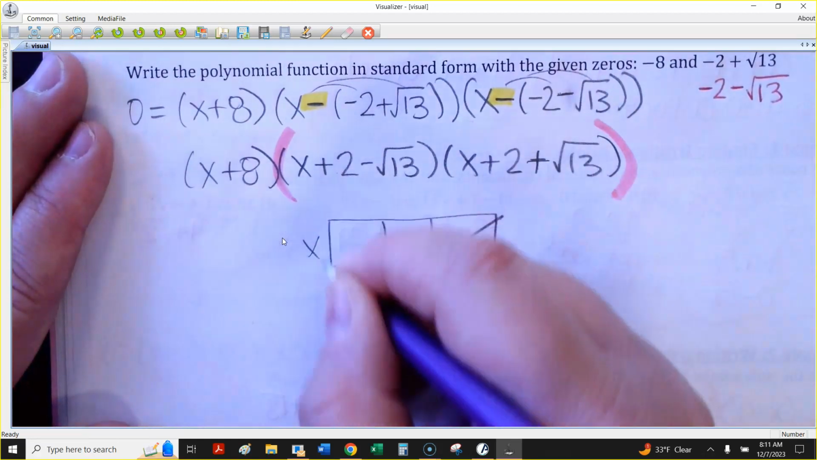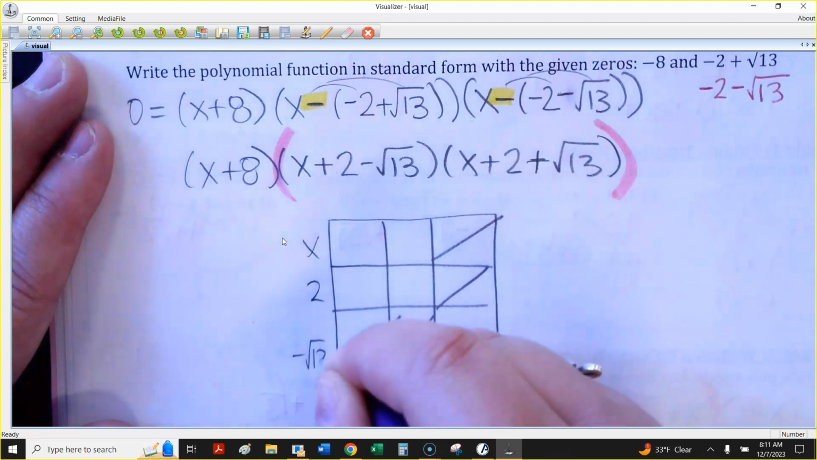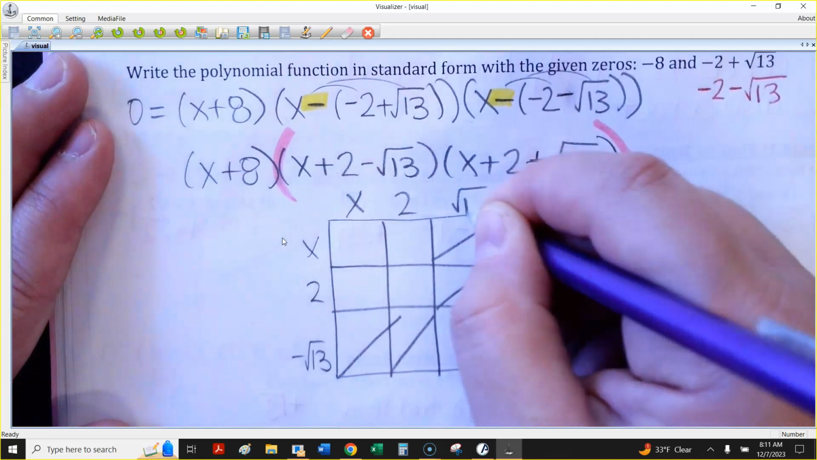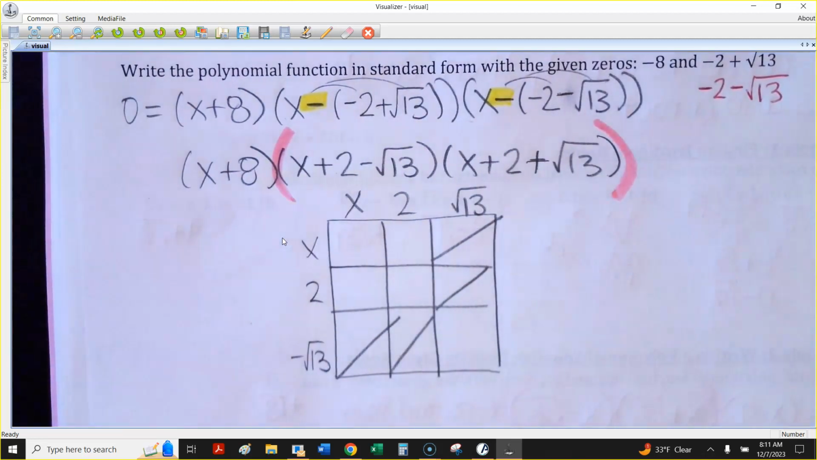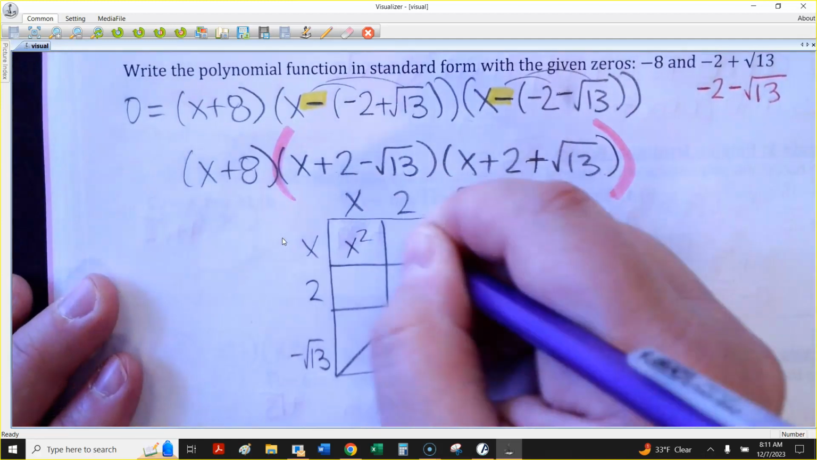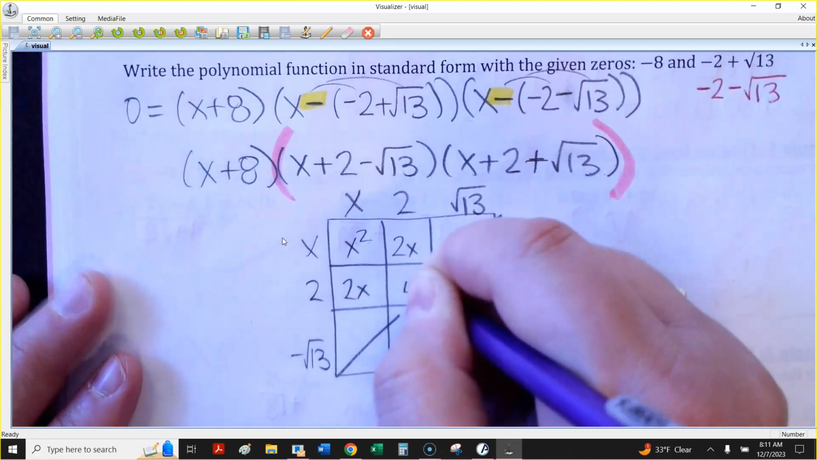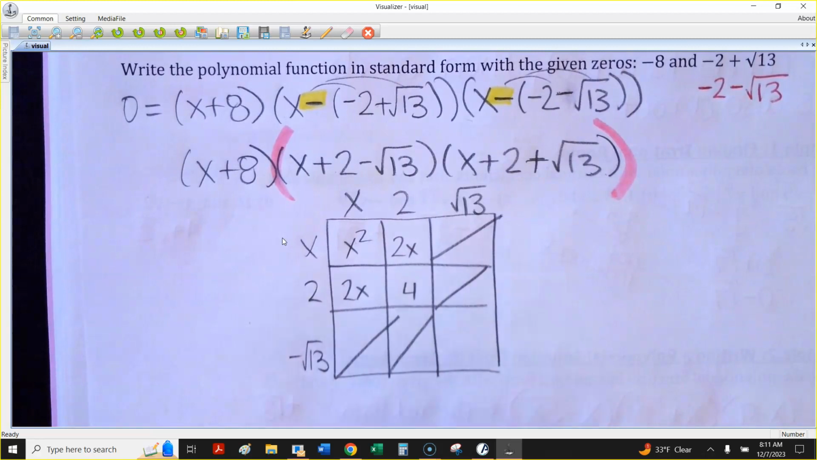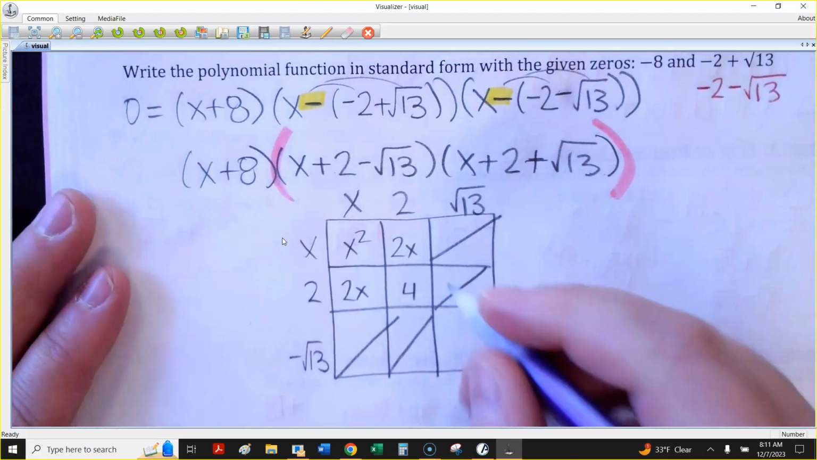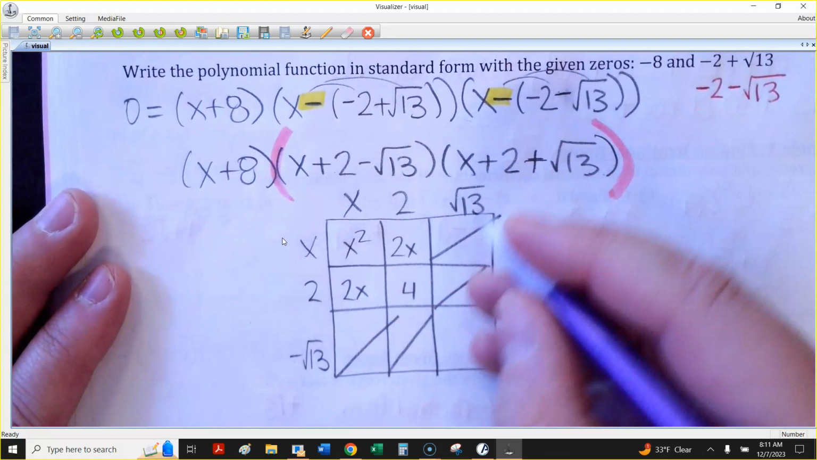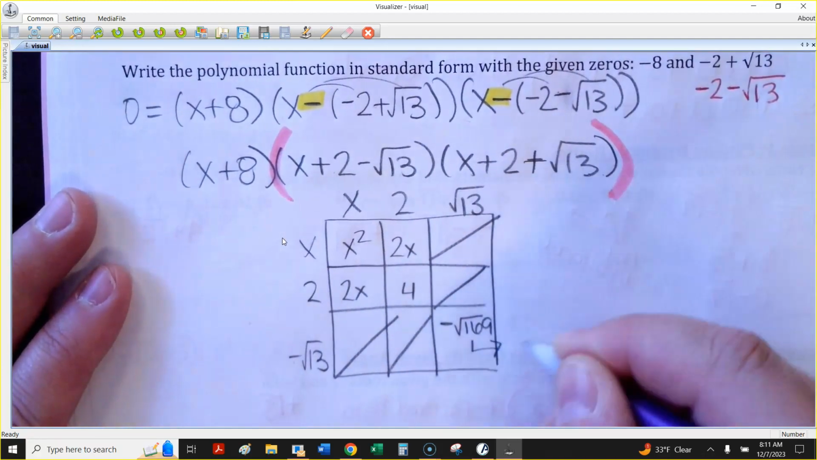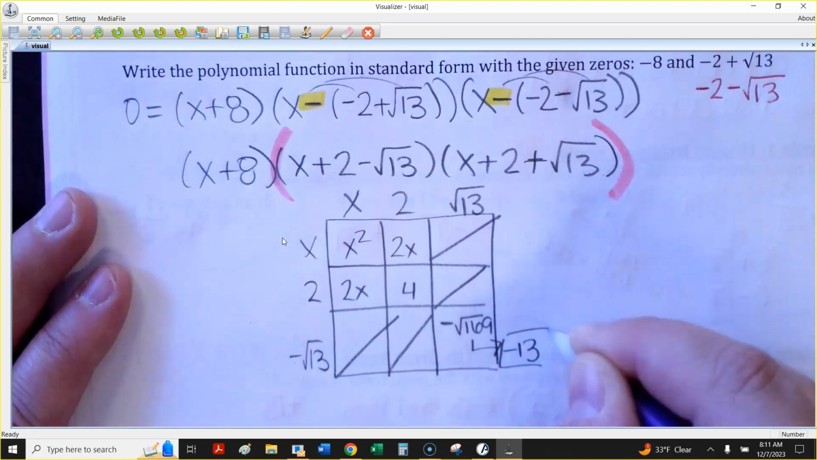So I've got x, 2 and negative radical 13 down one side or across the top, and then I've got x, 2 and positive radical 13 either down the side or across the top. Here you get x squared, 2x, 4, and then down in the corner, the other ones I don't even do them because I know they're going to cancel out. It's just these 4 boxes and this one in the corner. Negative root 13 times positive root 13 would be negative square root of 169, which is a perfect square, so it's just going to end up being negative 13.